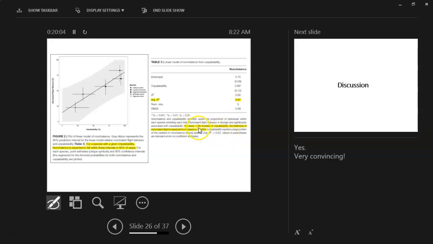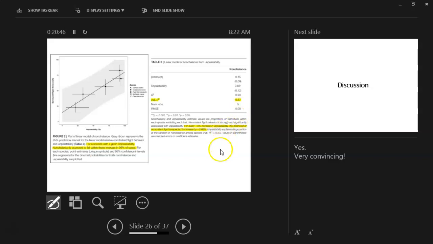They said for every 1% increase in unpalatability, the likelihood of nonchalant flight is expected to increase by 0.66%. That's that value up here for unpalatability. And when you graph that out, you get the adjusted R-squared of 0.87. A rough translation here, and don't hold me to this if any of you become statisticians, is that unpalatability predicts correctly, 87% of the time, whether the moths will do nonchalant flight behavior or not.